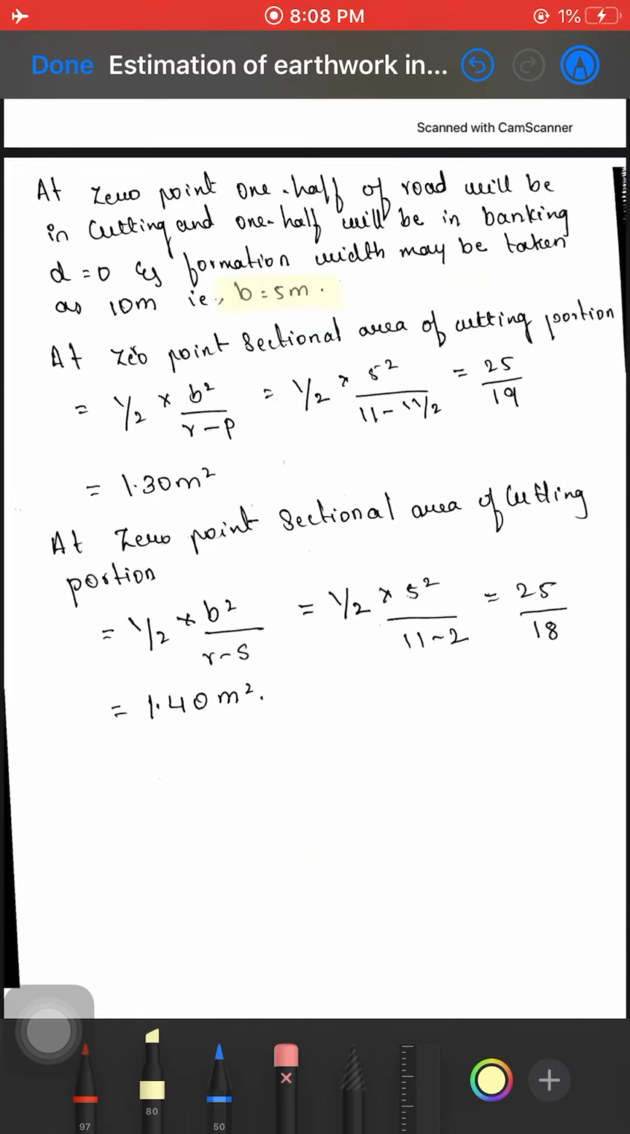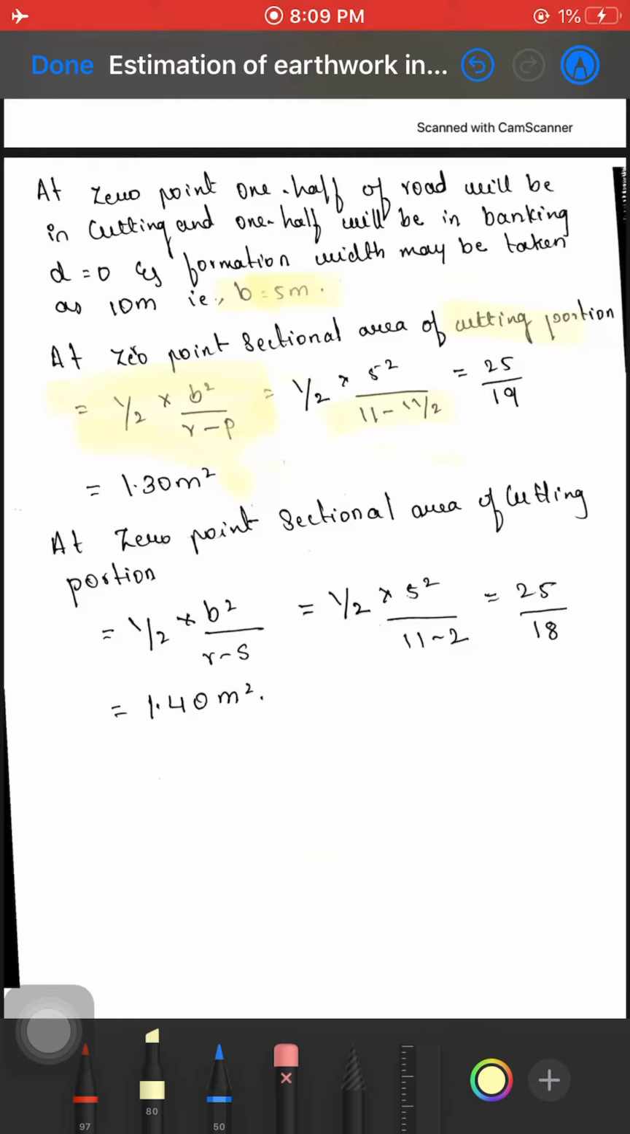So at 0 point sectional area of cutting portion is calculated by this formula, that is only at the 0th point. So it is half b square divided by r minus p. Okay, this is for the cutting portion, so p denotes the side slope for cutting. Okay, so half into formation width is 5 meters divided by 11 minus 1.5.